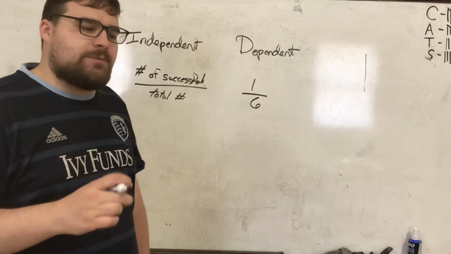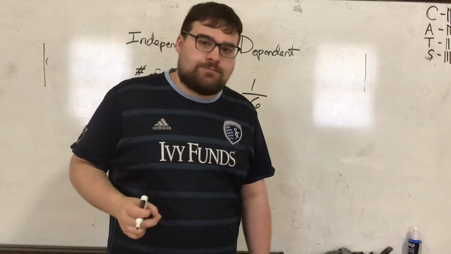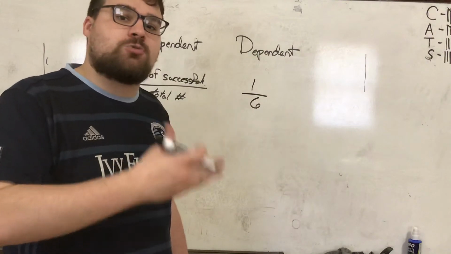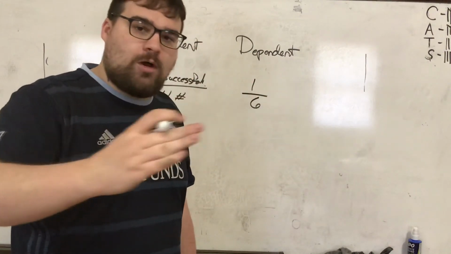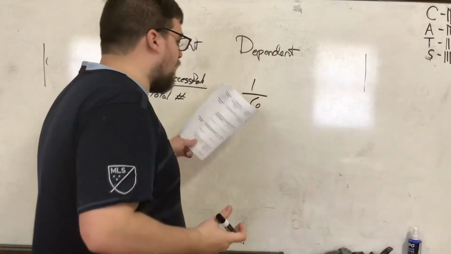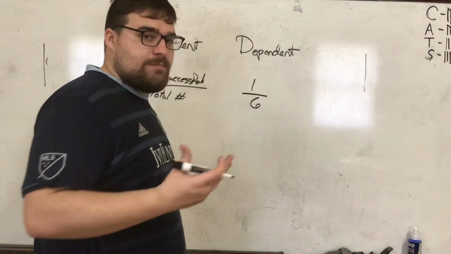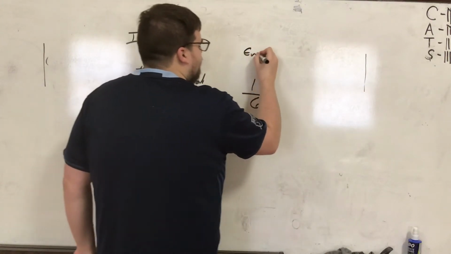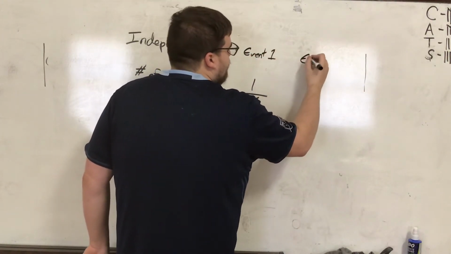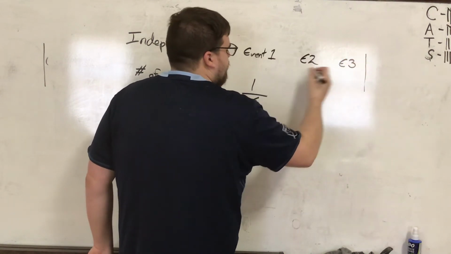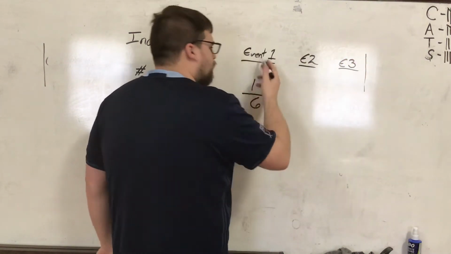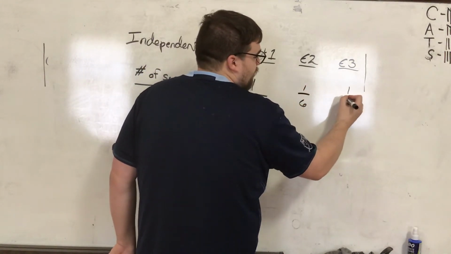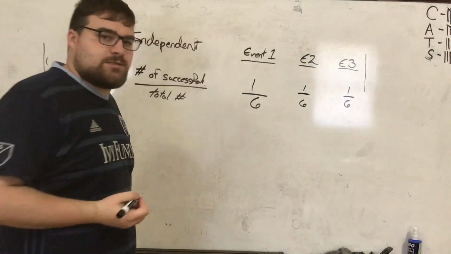Now, we want to find the probability of each event happening. We're rolling this dice 3 times, and the same stipulation on each one. A 1, a 1, and then a 1 again. So the odds of each of these events, the probability of each of these events, is the same. I'm going to label it. I'm going to say event 1, event 2, and event 3. My odds for event 1 was 1 out of 6. My probability for event 2 is 1 out of 6. My probability of event 3 is also 1 out of 6.